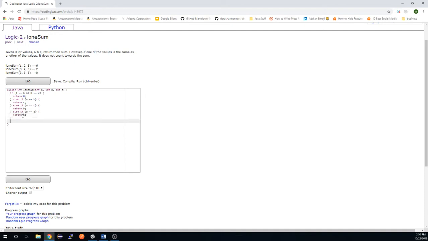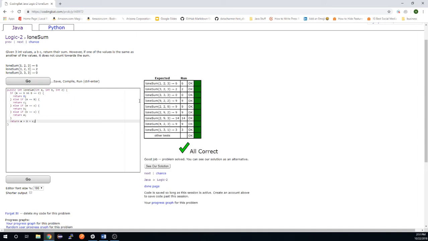At this point, we have checked to ensure that all three of them are not identical, and any two of them are not identical. If we get to this point, none of these have returned, that means none of them match. And if none of them match, we want to return the sum of a, b, and c. We run this, we can see that they all pass.